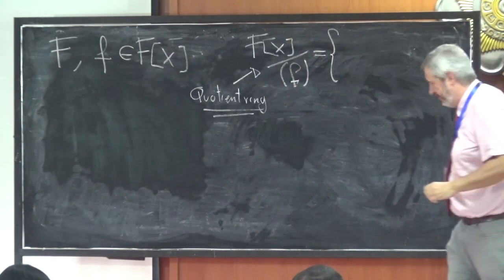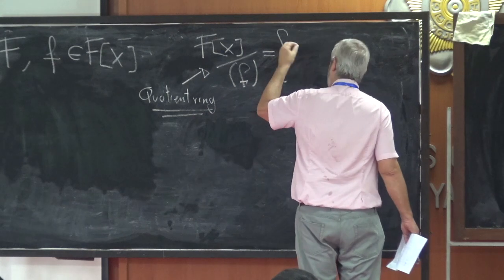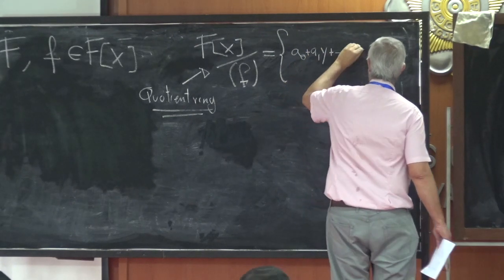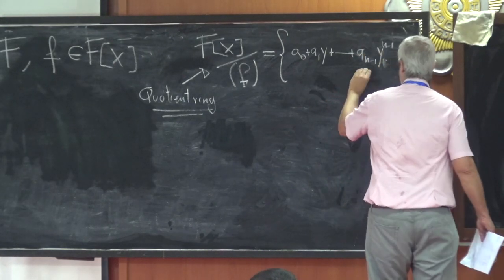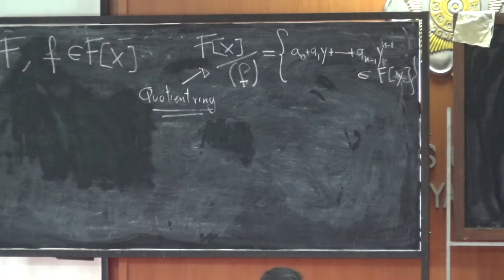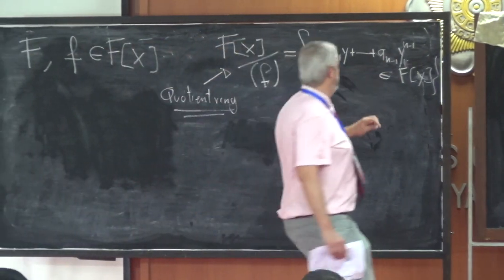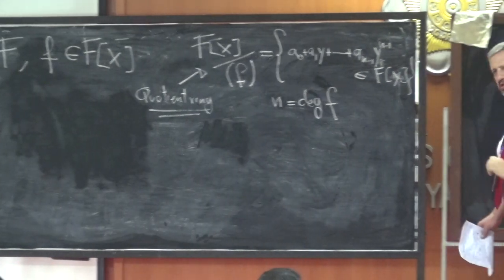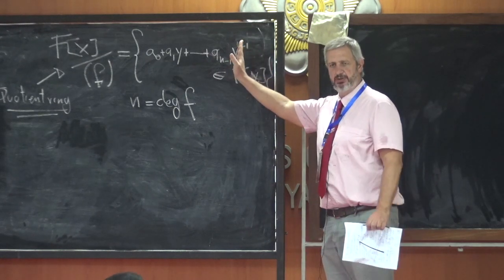So I have to tell you the elements here. The elements here have this form: a_0 plus a_1 y plus ... plus a_{n-1} y^{n-1}. And these are elements of F[y]. So these are polynomials in another variable y, but I stop at the power n minus 1. Here n is the degree of the polynomial f, which is the maximum index of a non-zero coefficient of f. So I'm taking polynomials with degree up to n minus 1.